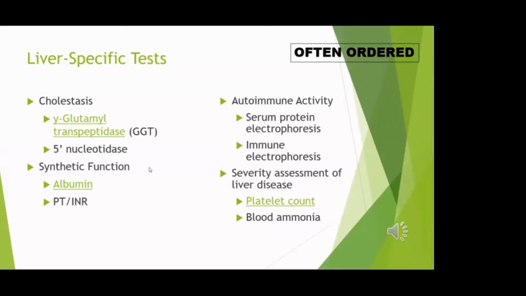Autoimmune tests measure the autoimmune activity, like your serum protein electrophoresis, immune electrophoresis, and also platelet count and blood ammonia that measure the severity of the liver disease. So we know that once platelet count is low, it also portends a very grave prognosis.